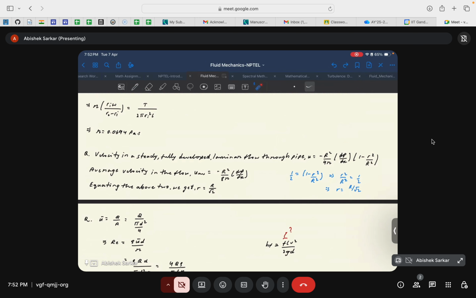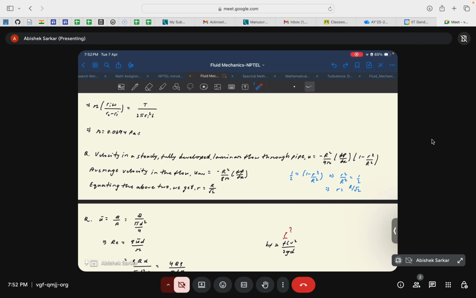We see that the average velocity for flow through a pipe is given by R square by 8 mu times dp by dx. Now to find the value of r at which the axial velocity is equal to the average velocity, just equate these two equations, this and this. From that you can see that this is just half of this one.